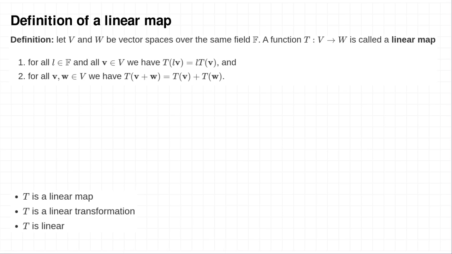If you have V and W which are vector spaces over the same field F, that's important, then a function T from V to W is called a linear map if it obeys the following two properties. The first property says that for all scalars L and for all vectors V, we have T of LV is the same as L times T of V. That property has a name. It's called respecting scalar multiplication.